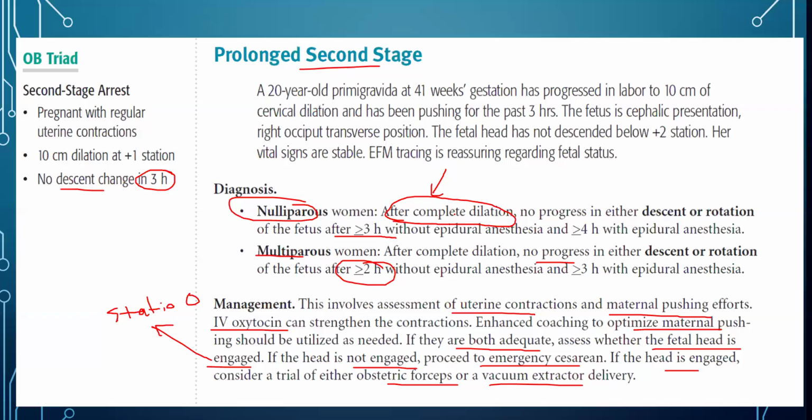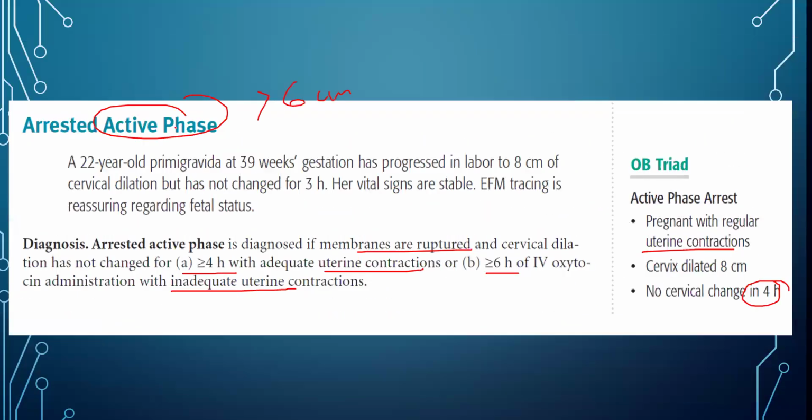Here, for the hypertonic contractions, can't we do an amniotomy? Ideally, when the patient is in active phase of labor, they would already have a ruptured membrane. So you can see that in arrested active phase, the first thing is the membranes are ruptured.